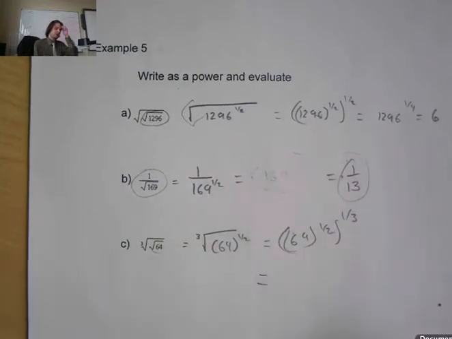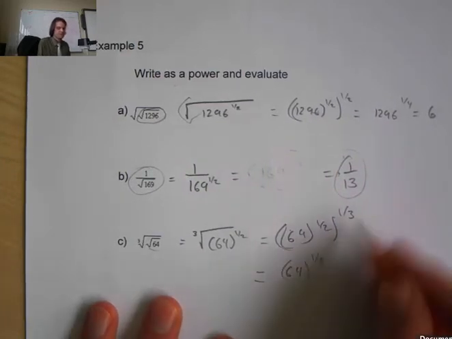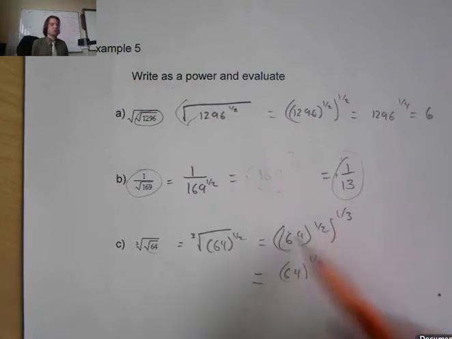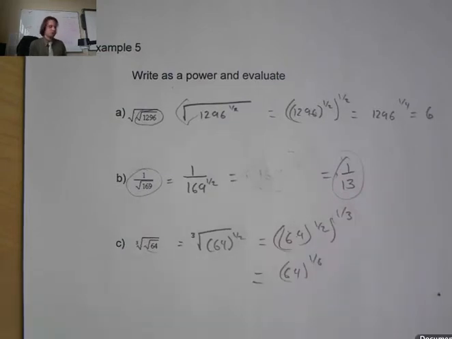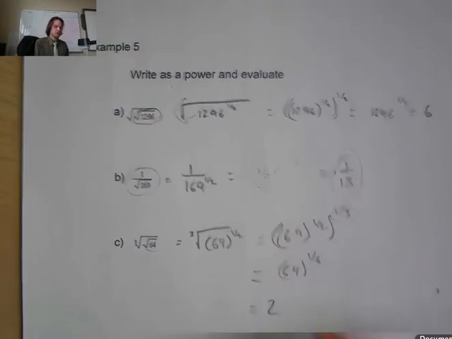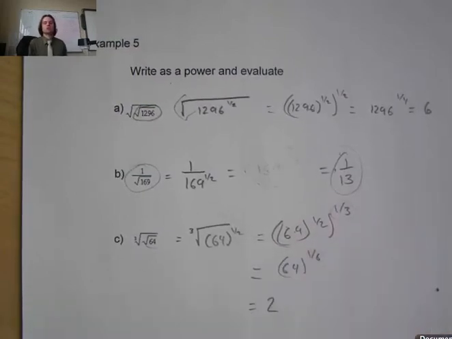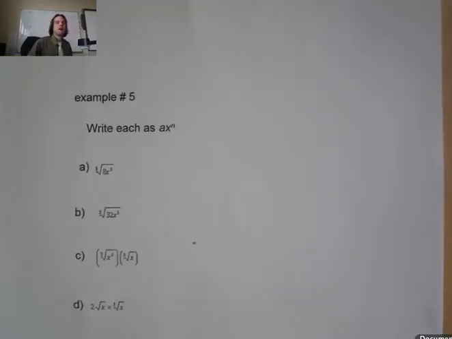So I could simplify this first and go 64 to the 1 over 6, power of a product, or I could square root 64 first, which will give me 8, and then cube root of 8 is 2. Or I'd multiply 2 together 6 times, that gives me 64, so the 6th root of 64 is 2 as well. So there's more than one way of solving that one. Okay, let's take a look at example number 5.